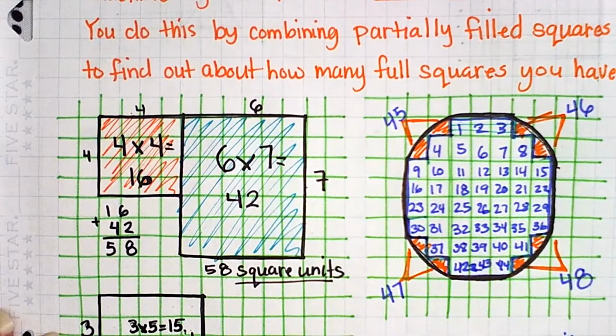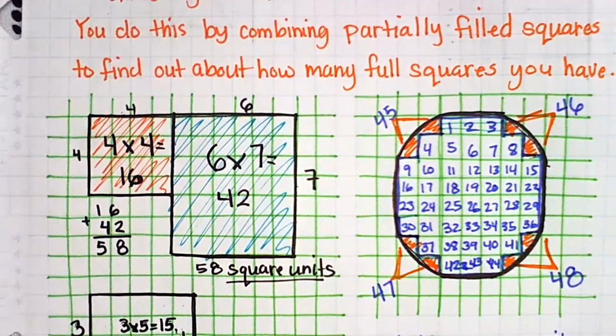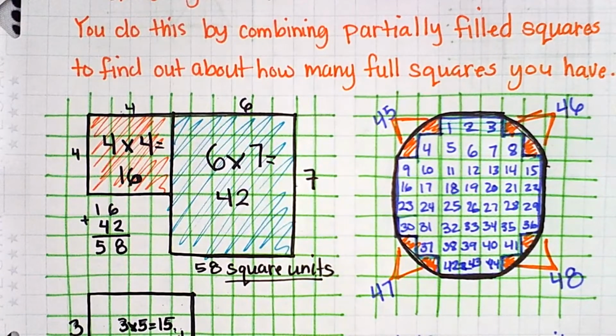If you know what unit you're using, then you're going to put the name of that unit. So if you're measuring with inches, you would say square inches. If you're measuring with centimeters, you would say square centimeters or centimeters squared. Either one works.